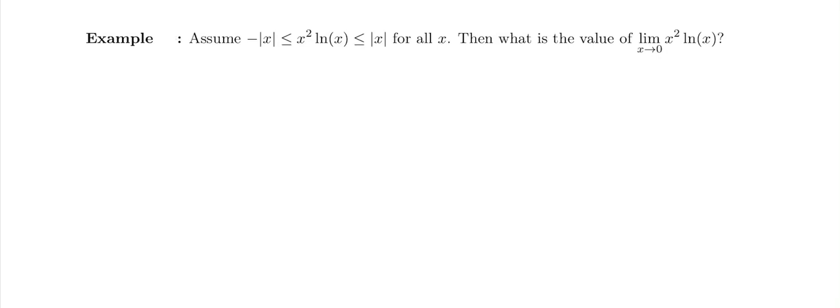Here we're going to look at the squeeze theorem. We're going to assume that the negative absolute value of x is always less than or equal to x squared times the natural log of x, which is always less than or equal to the absolute value of x. And we want to use that to figure out what the limit as x goes to 0 of x squared times ln of x would be.